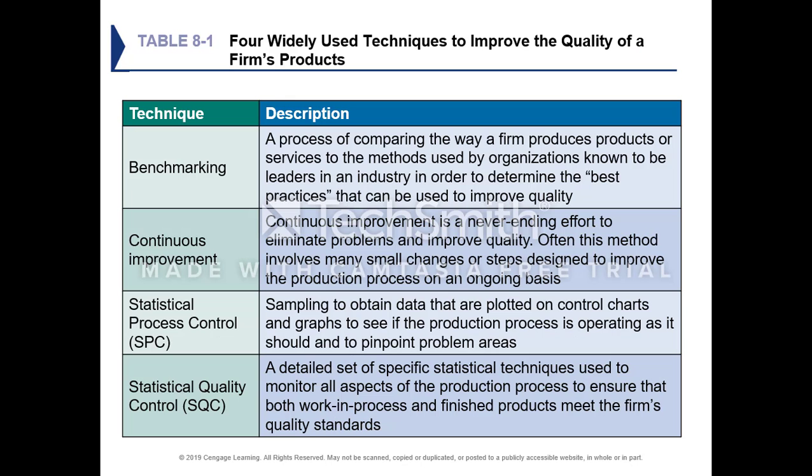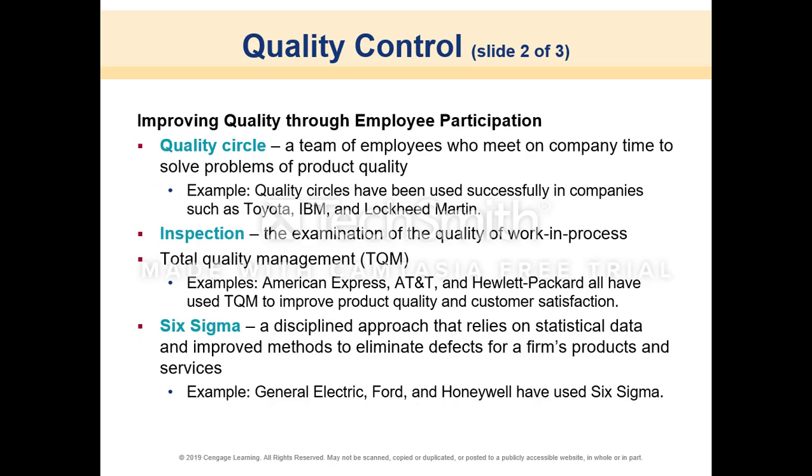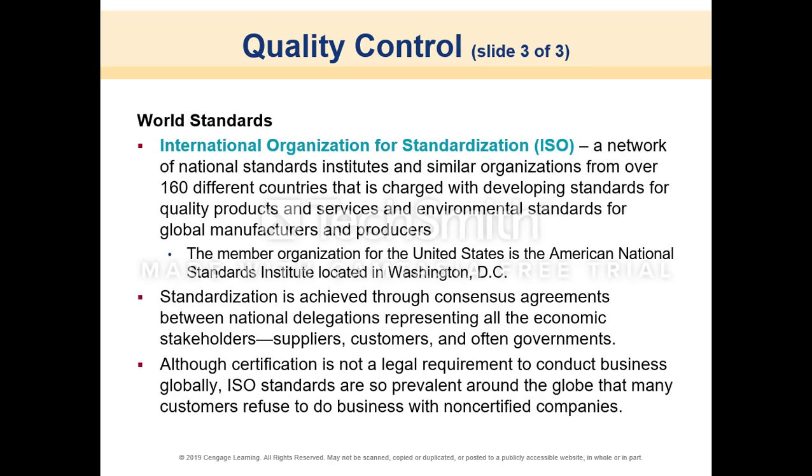Here is a table showing 4 techniques to improve the quality of a firm's products. And then there are 3 main ways employees can participate in improving quality. There's quality circles, inspection, and then 6 Sigma. And then there's also the ISO, and that's where over 160 countries have developed national standards for quality.